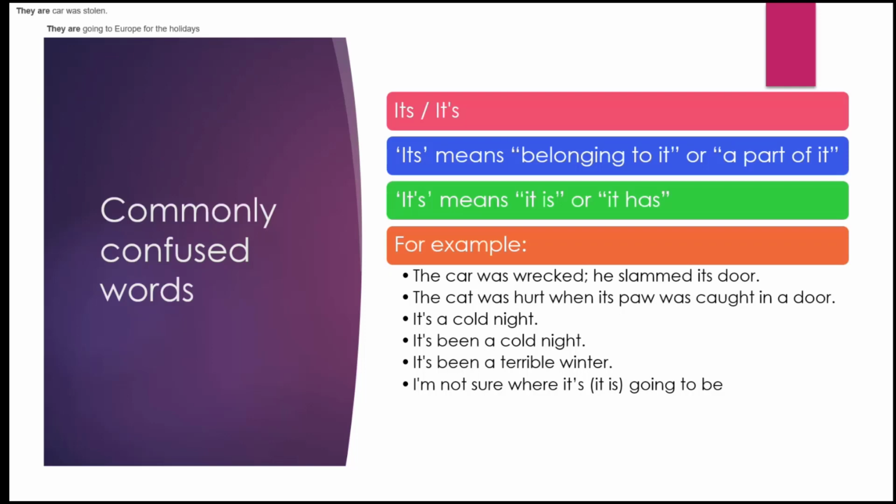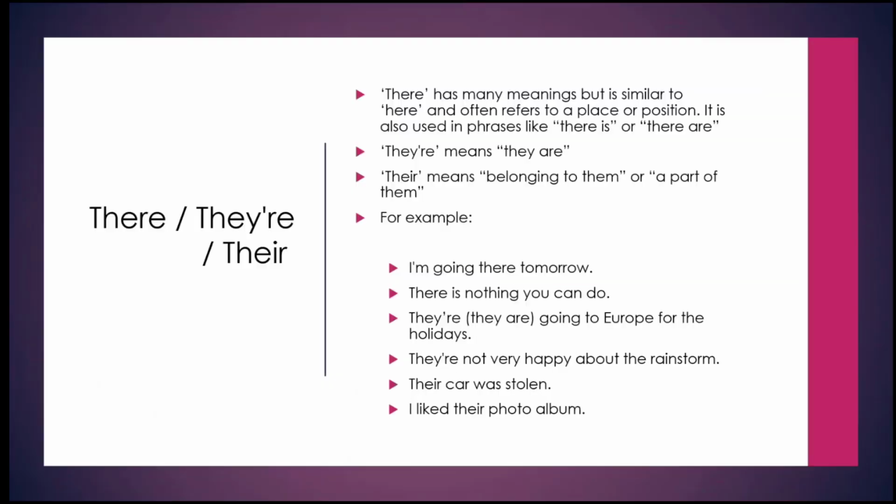It's a cold night. So it's here means it is a cold night. It's been a cold night. It has been a cold night. It has been a terrible winter, right? I'm not sure where it's going to be. It is, right?